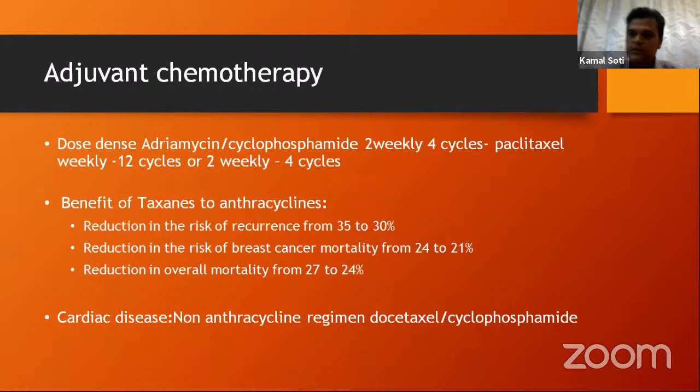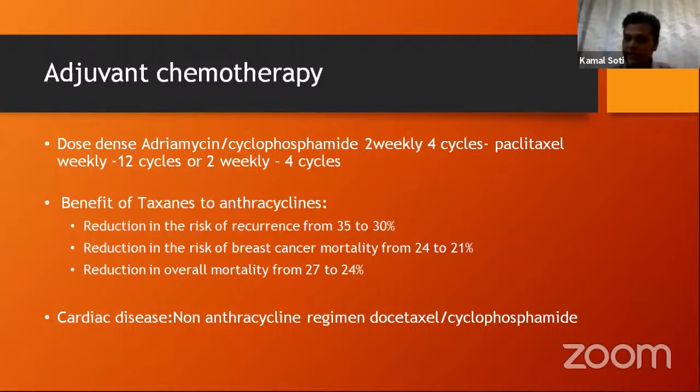So there was research where one group received only the anthracycline group, and the other group received both the anthracycline and the taxane group. When they combined these two chemotherapies, the patient had lesser chances of recurrence of the cancer. The death because of the breast cancer was low, and the overall death of the patient was low when we combined these two chemotherapies.